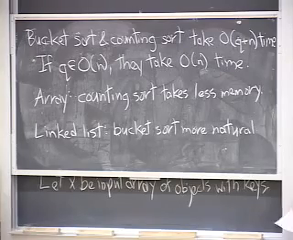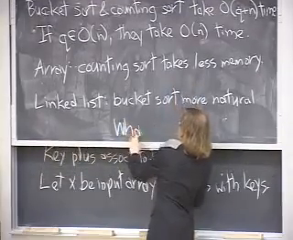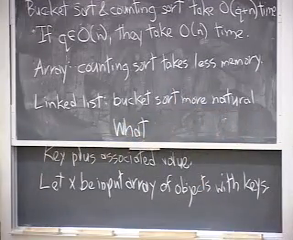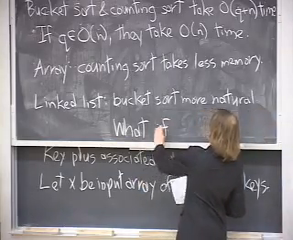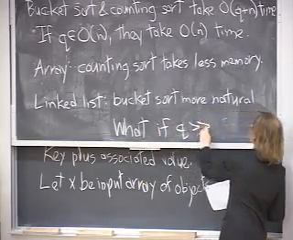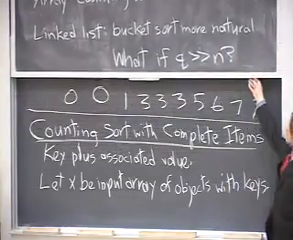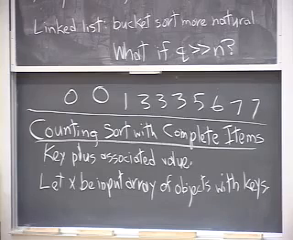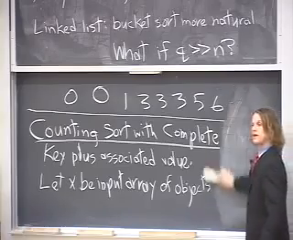All right, so the big question really is, what if these sorts are not appropriate because q is not in the big O of n, which is a very common case in practice? What if there are way more possible values than there are keys that we want to sort? In that case, we go on to the big daddy of linear time sorts called radix sort.